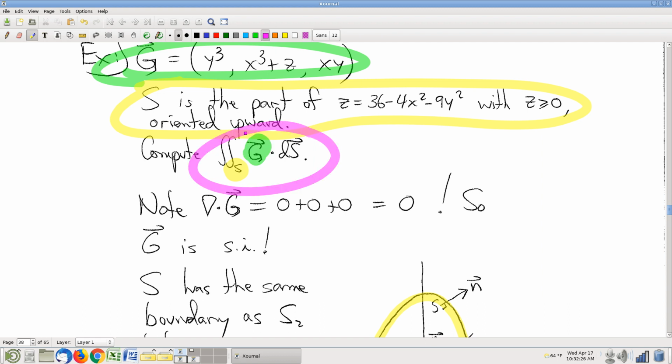Now, let's consider options. What can we do here? How do we compute fluxes? You can parameterize. Totally. You can do that. Parameterize, pull back, plug and chug. It's not very pretty, but you can do it.